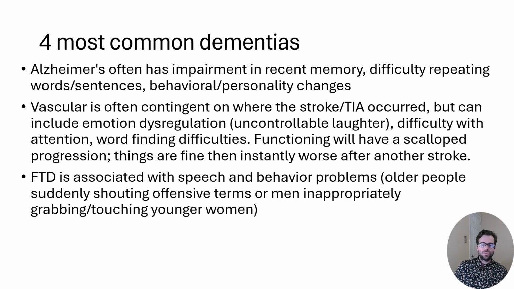And frontal temporal dementia is associated with speech and behavior problems. So this is when you see older people suddenly shouting offensive terms, or, common, you'll see men inappropriately grabbing or touching younger women. George Bush Sr., I don't think he had FTD. He had a very rare type of dementia that presented as FTD.